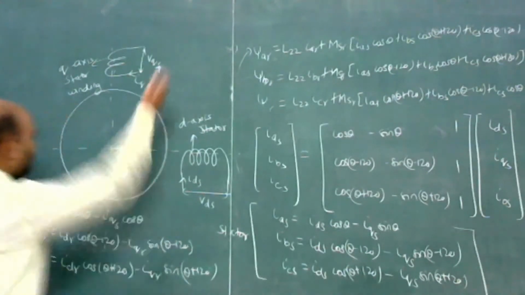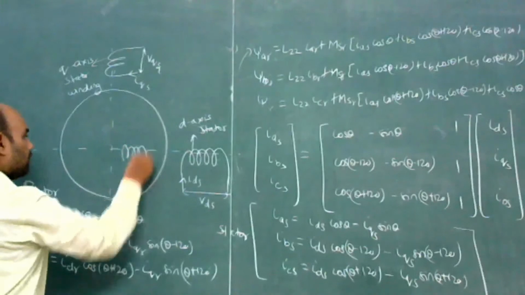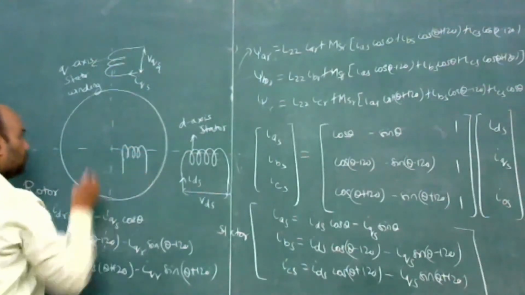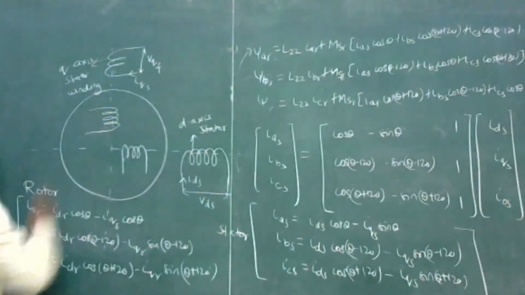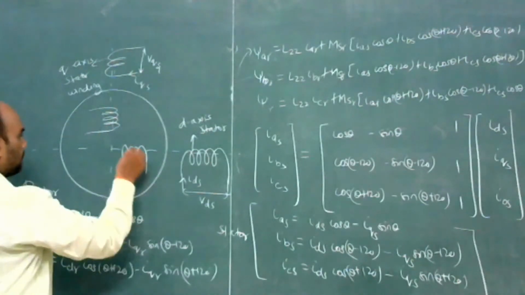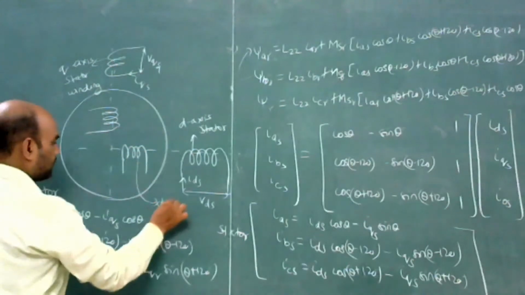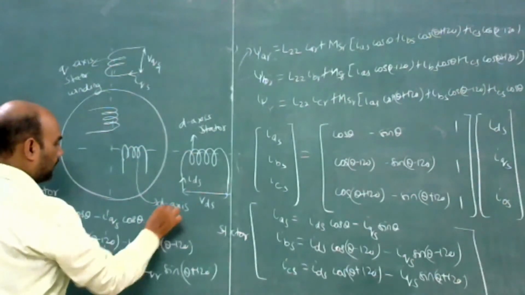Okay. So for the rotor, this will be two pseudo-stationary windings. This is the D axis rotor winding.